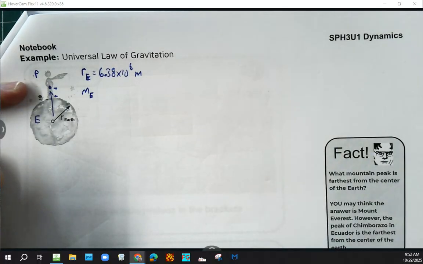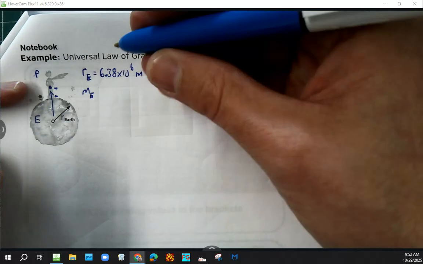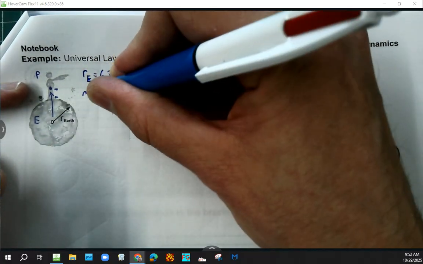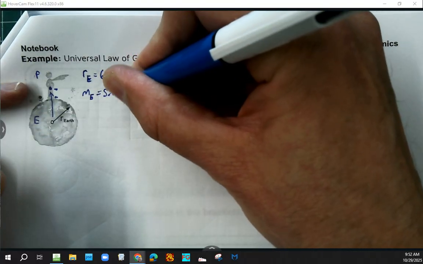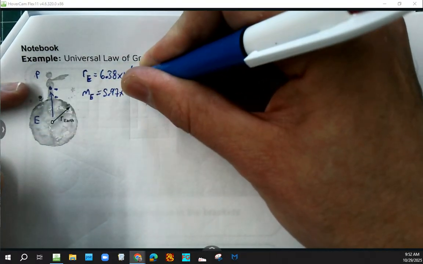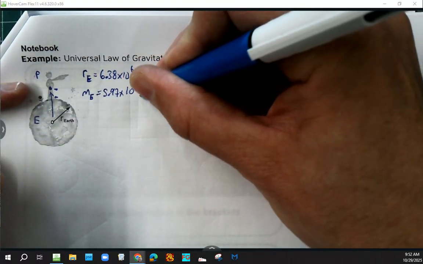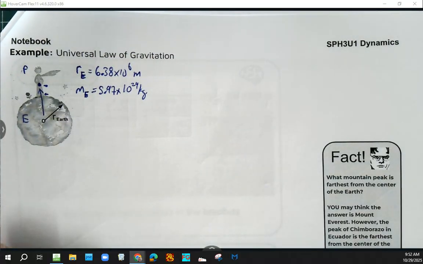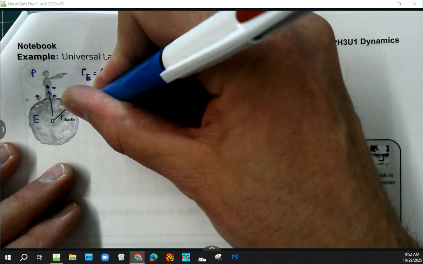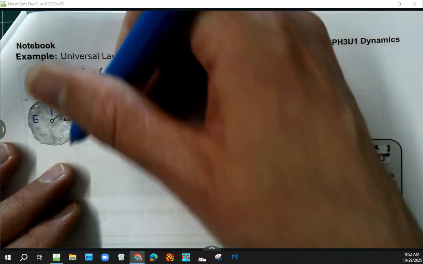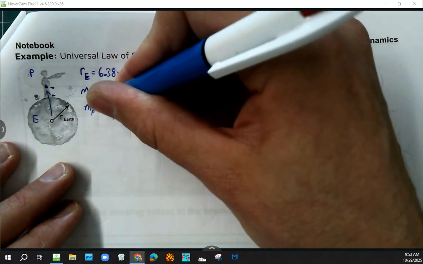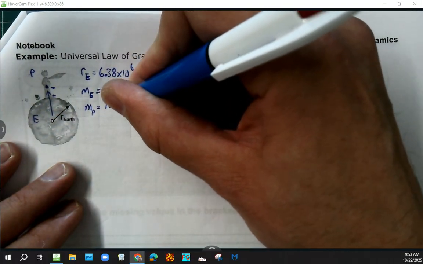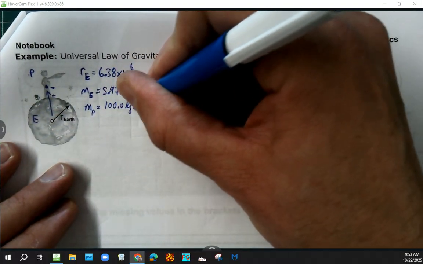Anybody got it? Yeah. So we got 5.97 times 10 to the power of 24 kilograms. The mass of our planet. We're going to make an assumption. We're going to say, just choose a nice round number. We're going to say that the mass of this prince, this person, is 100 kilograms. Nice round number.